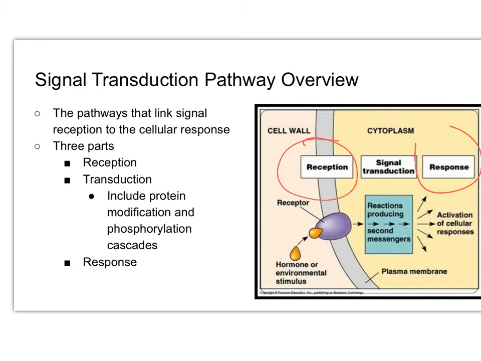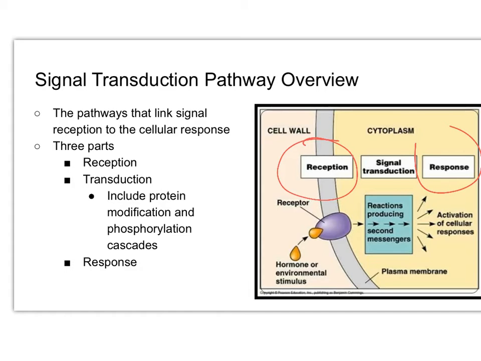Okay, and so the signal transduction pathway is going to have three basic parts: the reception, the transduction, which is going to include a lot of changes within the cell, modifications to proteins, phosphorylating of proteins, and then the actual final response of the cell. And we're going to look at each one of these parts in detail.